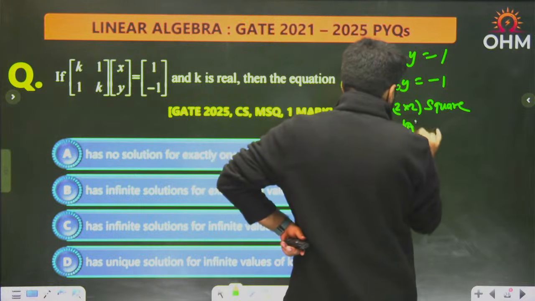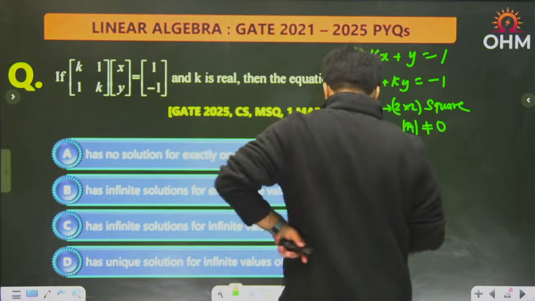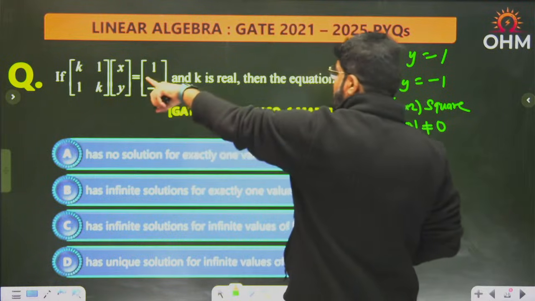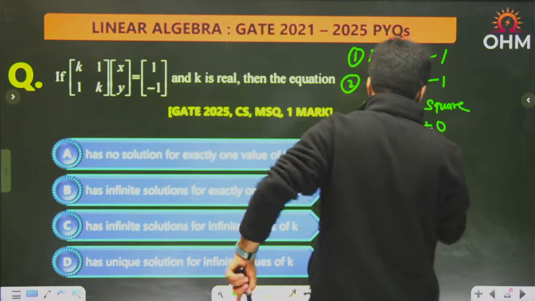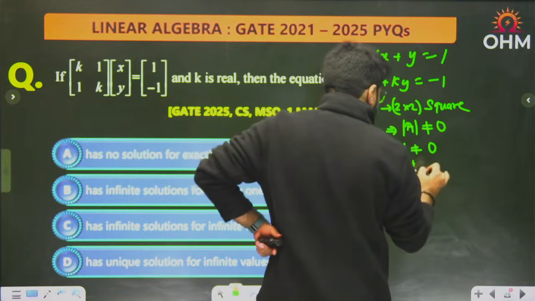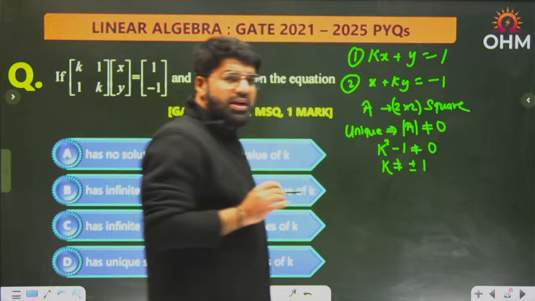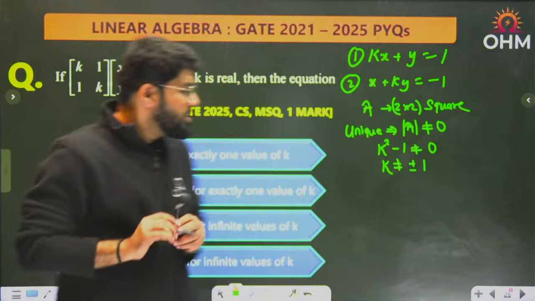Unique solution means determinant not equal to 0. What will be the determinant of A matrix? Determinant of A matrix is going to be k square minus 1. This should be not equal to 0. That means k square not equal to 1, k not equal to plus minus 1. That means the system of equations will have a unique solution for k not equal to plus minus 1.